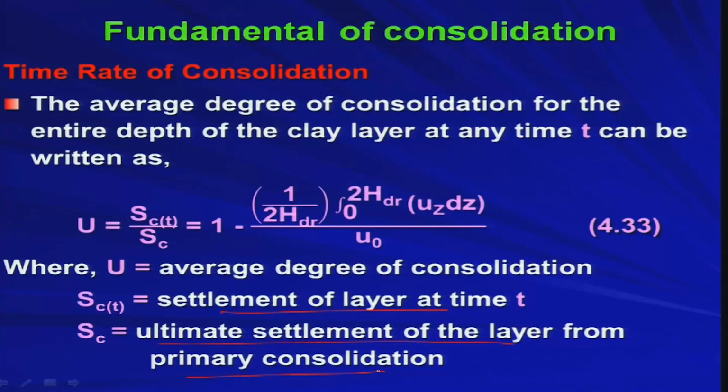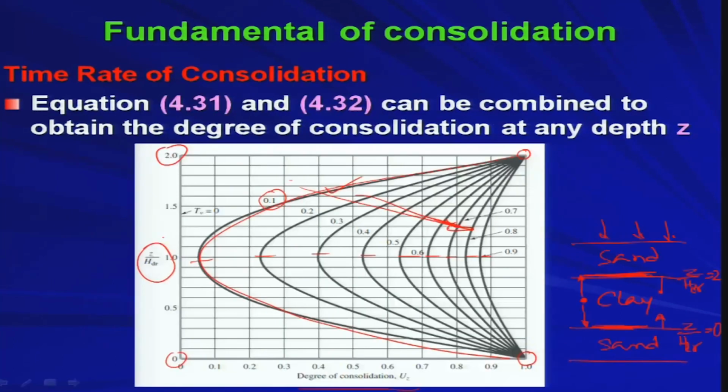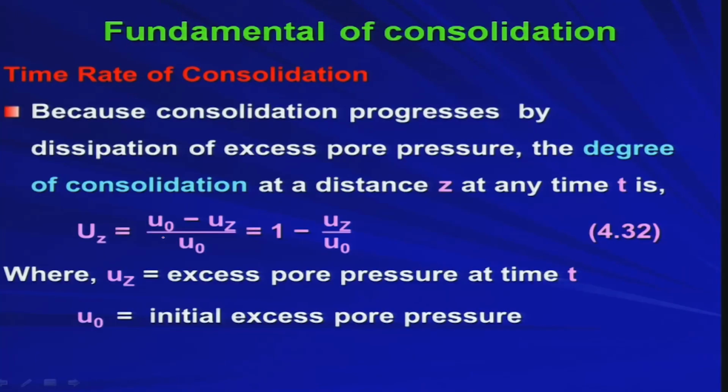So, S_CT at any point of time, S_CT divided by S_C, this ratio will give you the degree of consolidation, which is nothing but 1 minus... Now, what is this? If you see equation 4.32, 1 minus u_z by u_0, that was there, right. That means what is u_z? u_z is nothing but the excess pore water pressure at time t, that is the average excess pore water pressure for the whole depth.